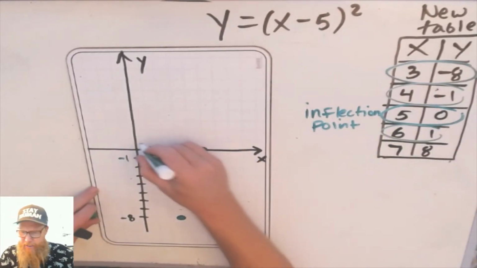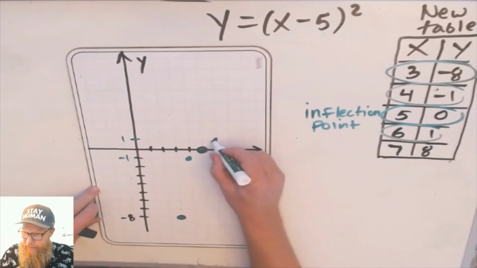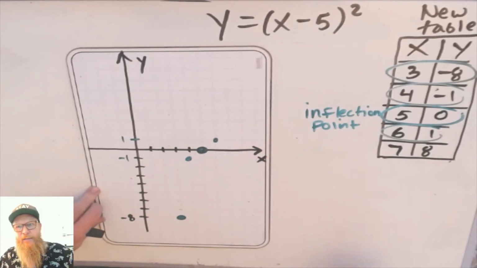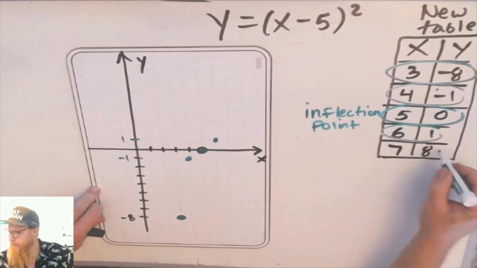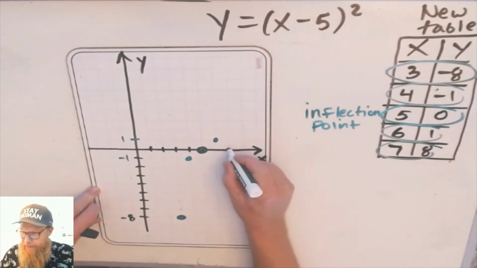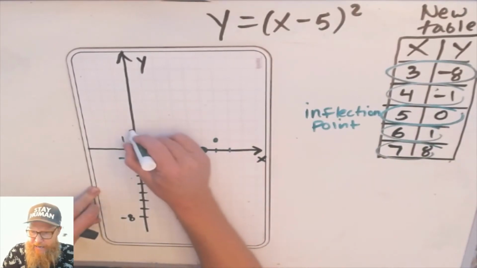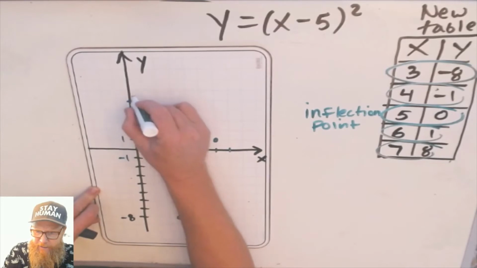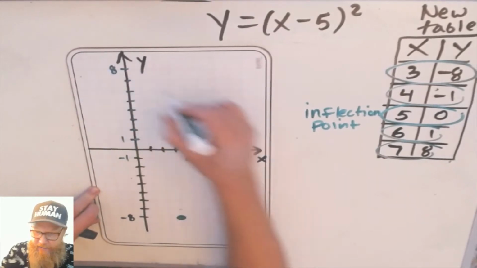6, 1. So there's 1 and there's 6 for x. X is 6, y is 1. And then finally 7, 8. 2, 3, 4, 5, 6, 7, 8.